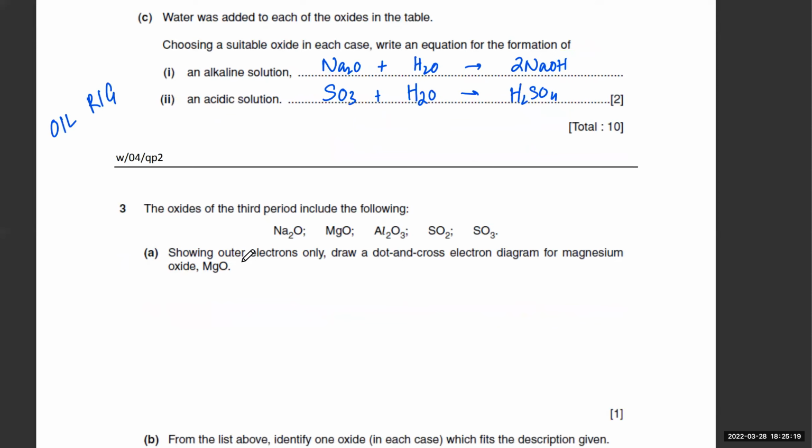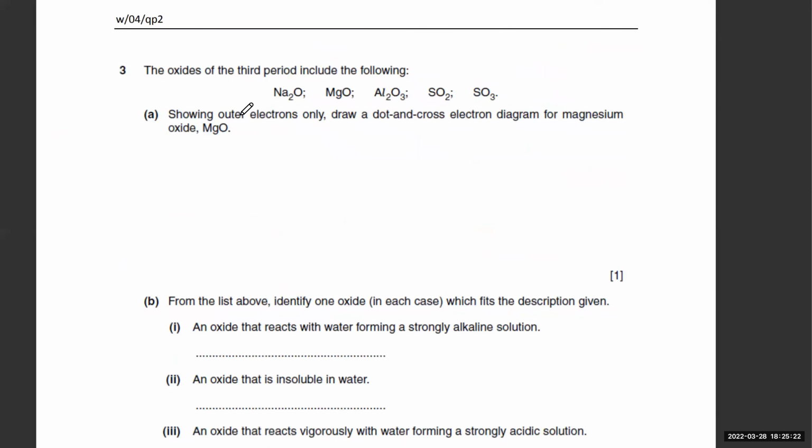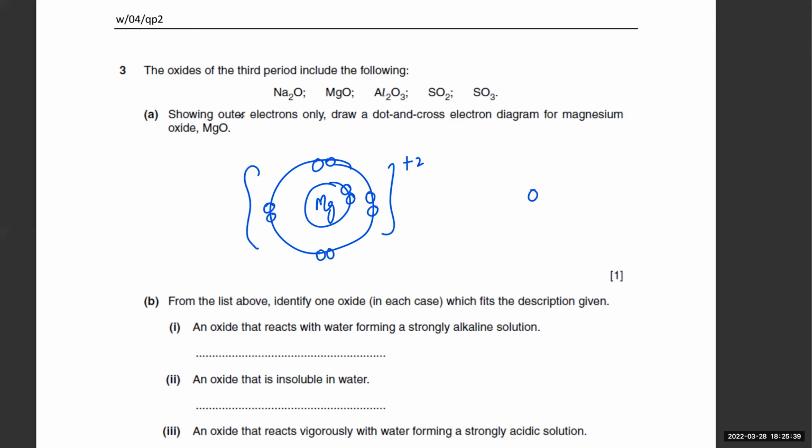I said dot and cross diagram. This is O-level stuff. Magnesium had 12 electrons, so it's 2, 8, and 2. So the outer 2 electrons are going to be lost, so it's going to form a +2 ion. And oxygen will be 2 and 6, and it would gain those 2 electrons and form -2.